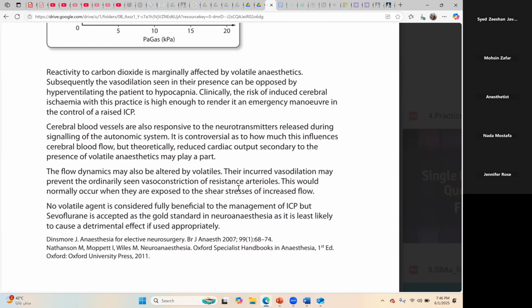I don't have much on this, because I did not read about this point before. No volatile agent is considered fully beneficial to the management of ICP, but sevoflurane is accepted as the gold standard in neuroanesthesia, as it is the least likely to cause a detrimental effect if used appropriately.